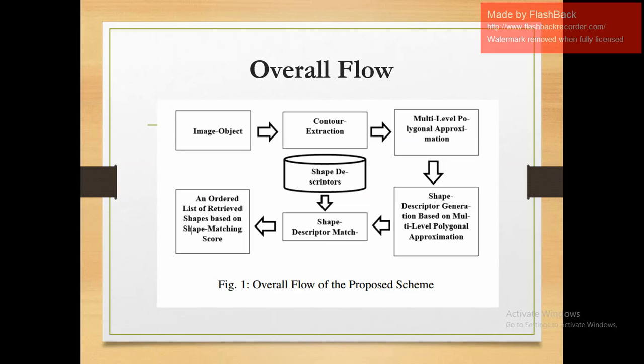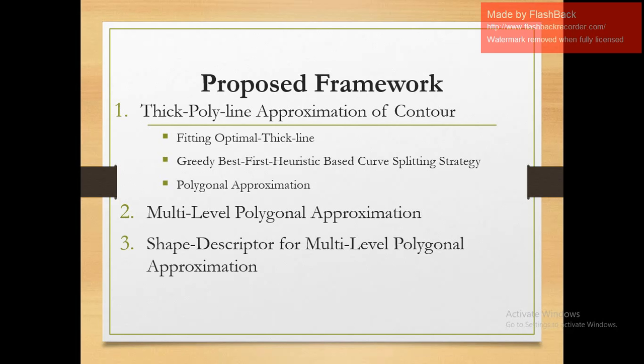Coming to the overall flow of our project, first we take the image object, then we extract the contour of the object, then we perform the multi-level polygonal approximation, and after that, using the data set of images that we have in the database, we perform the shape encoding and then we match with the data set, and finally we get an ordered list of retrieved shapes based on shape matching score. So this is our proposed framework.